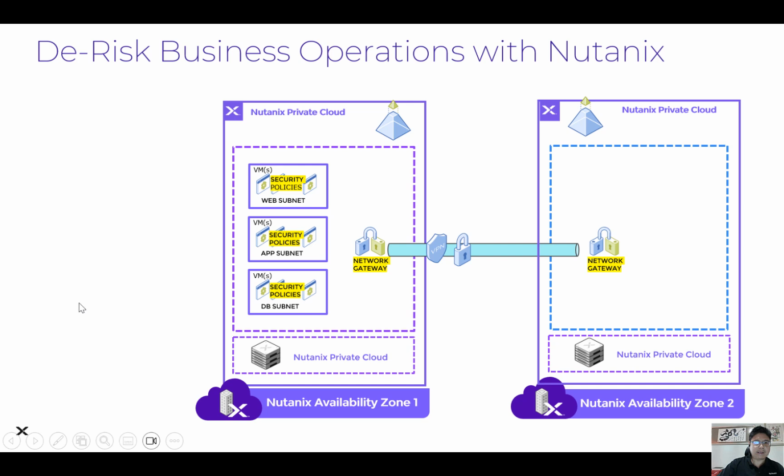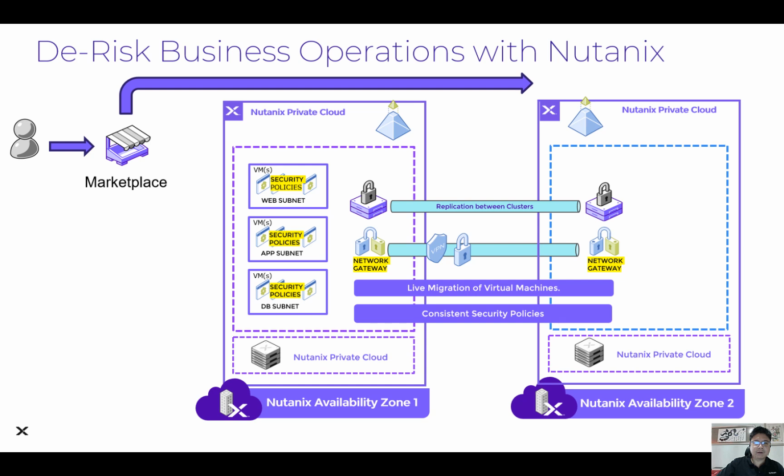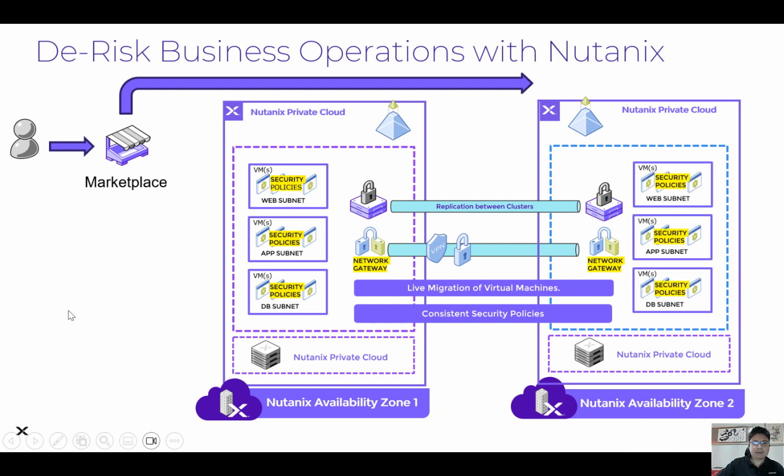Now, we have the users that will be accessing the marketplace. Through the marketplace, it will create a recovery job which will start to trigger the replication of the VM to the second availability zone. During this process, a final sync is going to be taken before the VM is switched over to the second availability zone. This is the process for the demo.